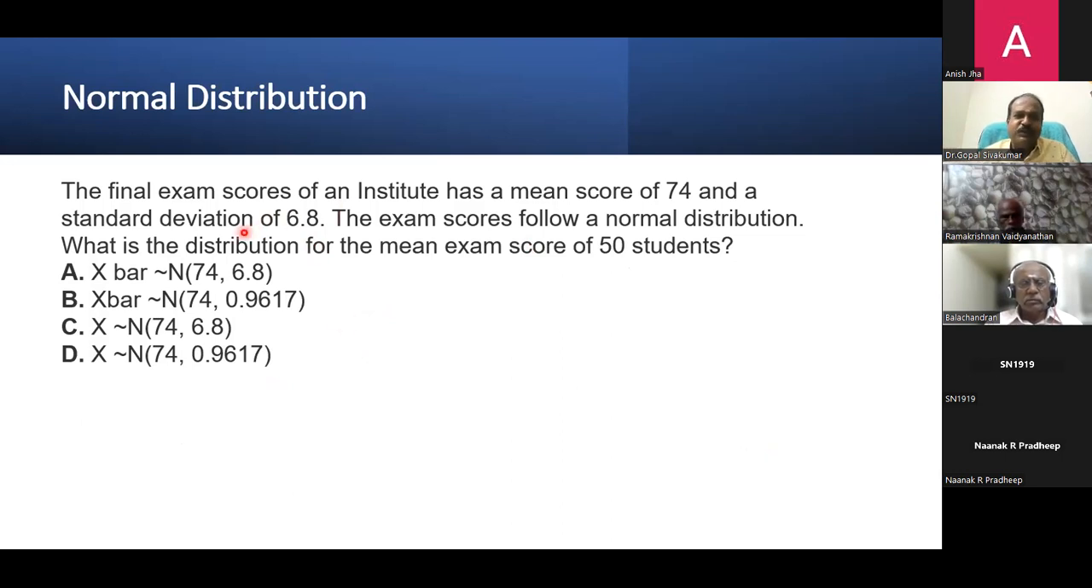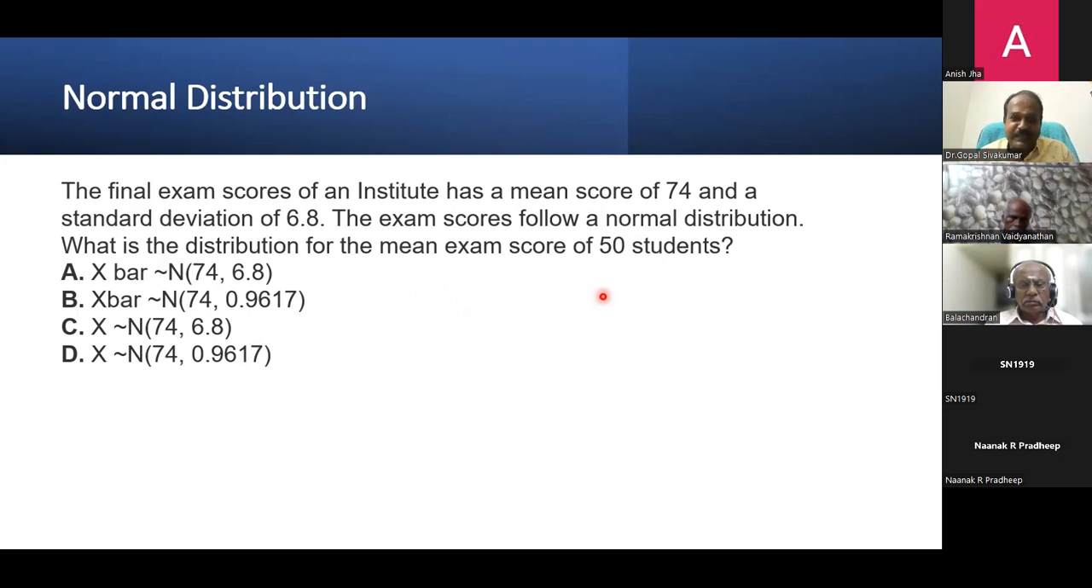And the institution also has a standard deviation of 6.8. You all know the situation, right? An institution has an average score of 74 and standard deviation of 6.8. And the exam score follows a normal distribution because the exam score is continuous data. What is the distribution for the mean exam score of 50 students?